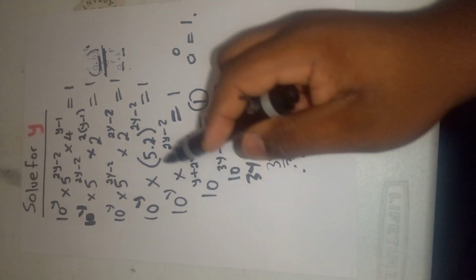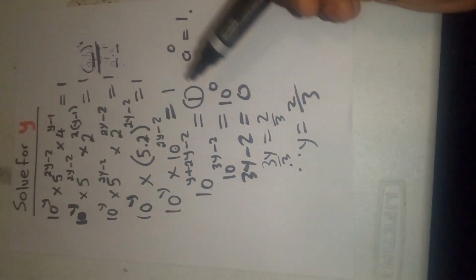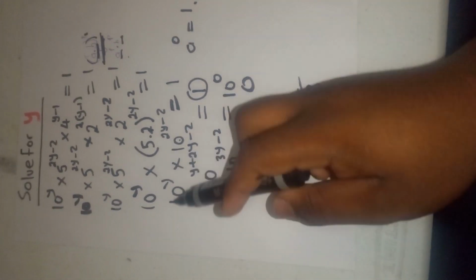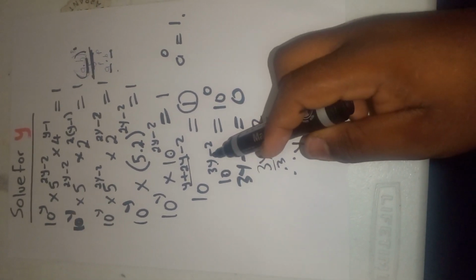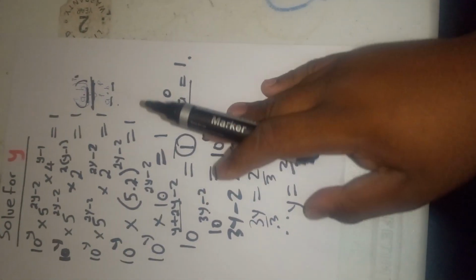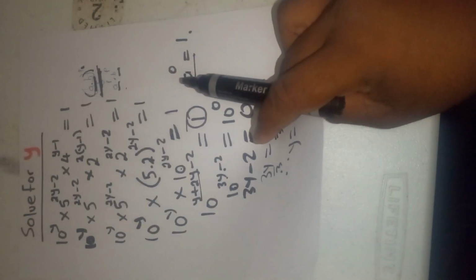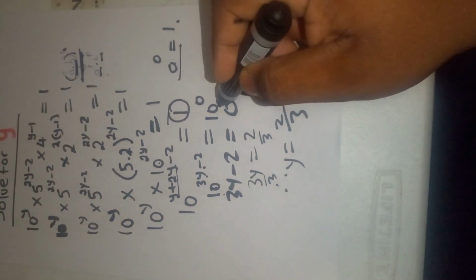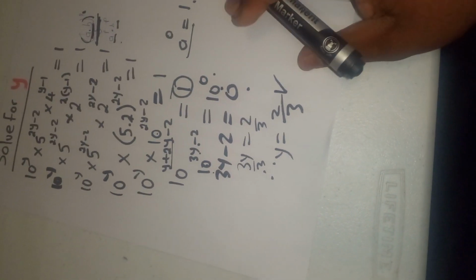And then now you can multiply 5 and 2, and it gives you 10 here. After that I realized that I have that common rule: same bases, when they are multiplying, you add your powers. And then I had 10 to the power of 3y minus 2. And then where there was 1, I applied this: anything to the power of 0 is 1. So where there was 1, I put 10 to the power of 0, because 10 to the power of 0 is going to give me 1. And then I knew that I have same bases equating to each other, and this one is going to be equal to 0. Then my y is equal to 2 over 3.